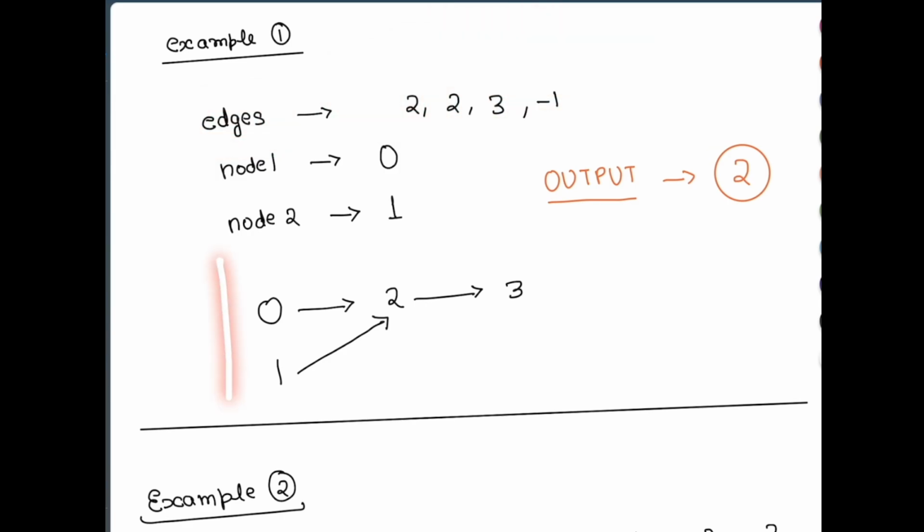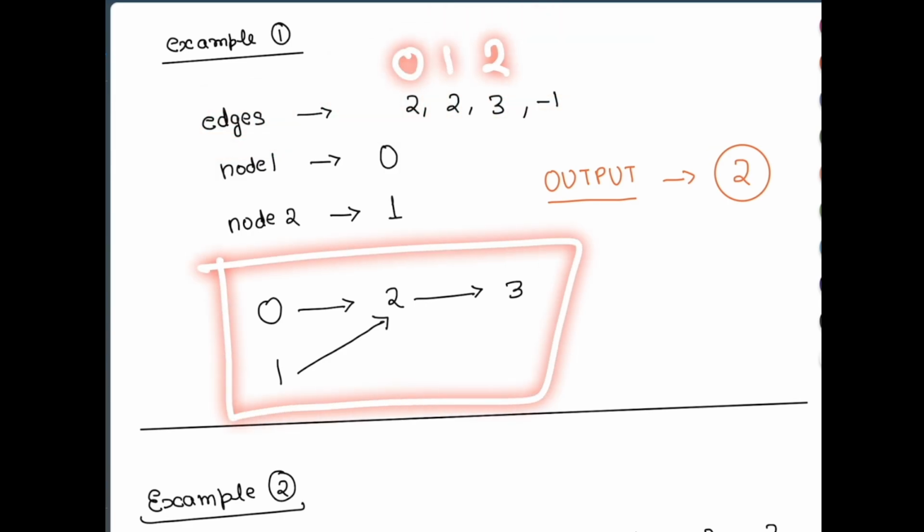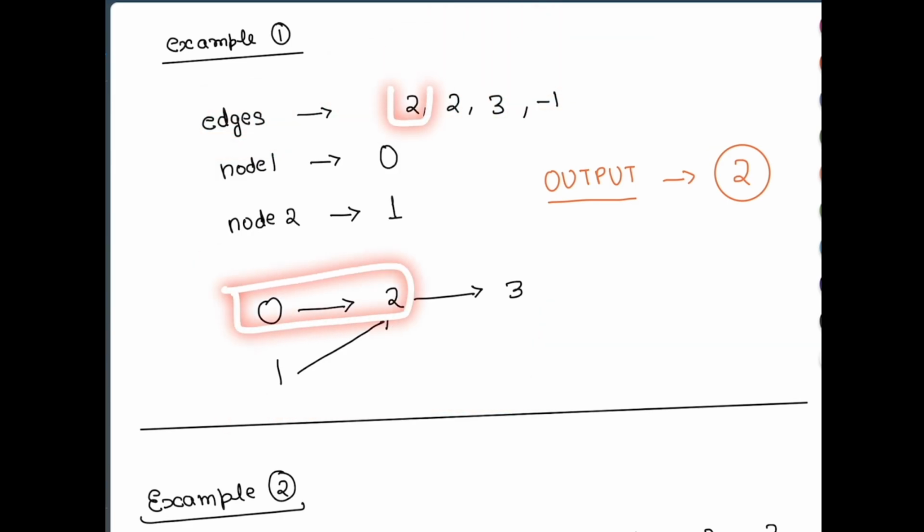So basically the graph will look something like this. This is 0, this is 1, this is 2, this is 3. So from 0 to 2, then we can reach from 1 to 2, then we can reach from 2 to 3, and then we cannot go anywhere from 3, so it is minus 1, right? So this is our graph.